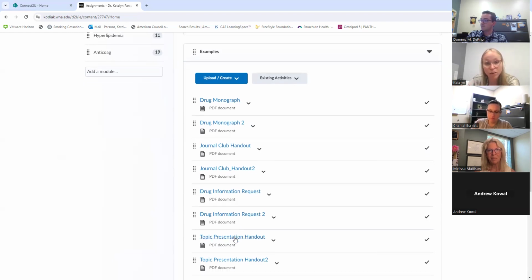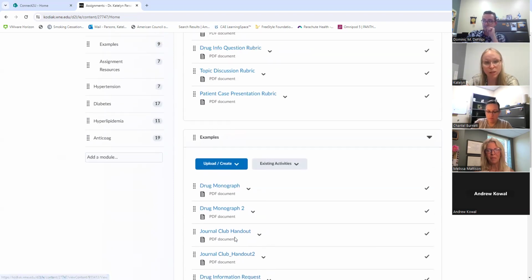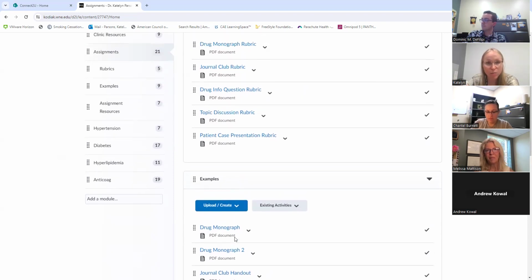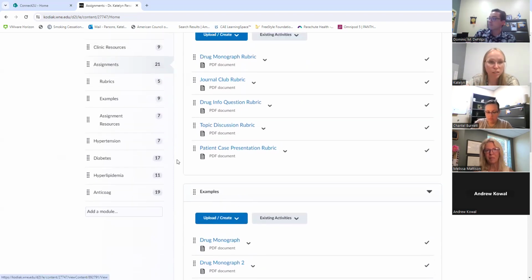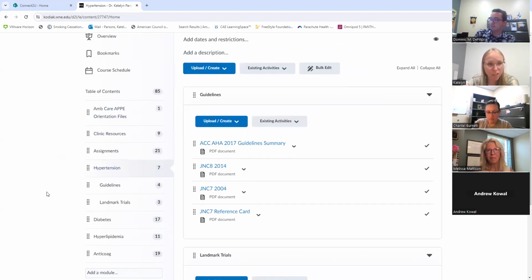These are students who did very well. And the students can then kind of mirror their assignment like these. It just helps to more clearly convey my expectations by seeing examples. And then the next folders are focused on our topic discussions.